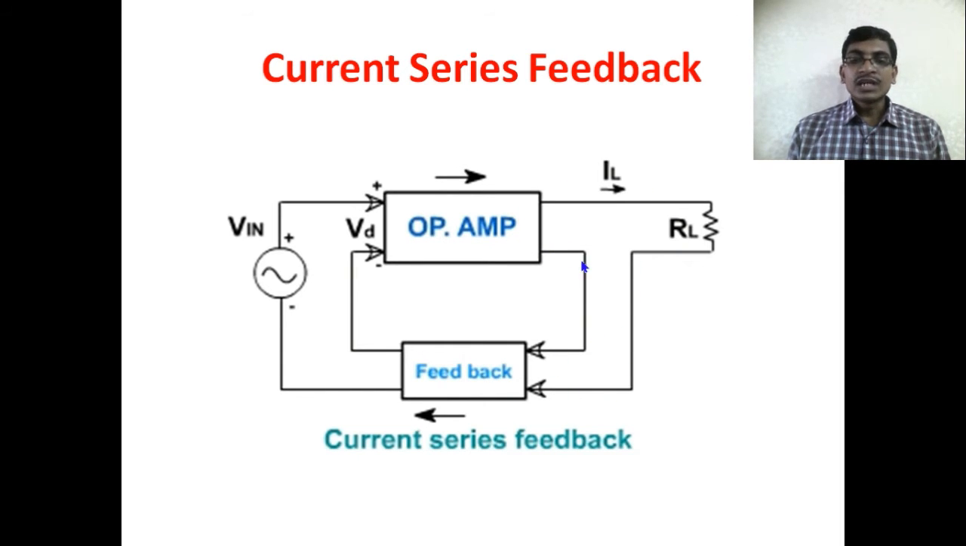So if we are using a series loop like this, then the same current IL will flow in the load section as well as the feedback section. That's why we are sampling the current here, and the mixing is a series mixing. In series we can mix the voltage.